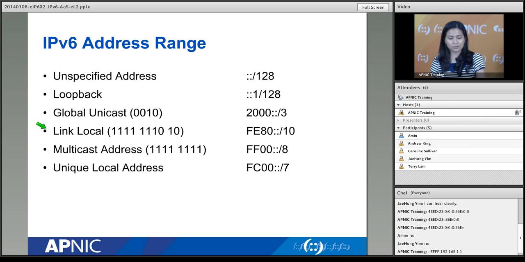So the first 10 bits, that's all ones here, and then you only have up to, that's 8, that's 10. So F, this is E, this is 1000, so that's 8, and then F0 for the rest. So FE80::/10. You have the multicast address, which is FF00::/8. Remember this one because we will be using this for the neighbor discovery process. And you also have something called the unique local address, which is in the range of FC00::/7. Now let's look at them more closely.